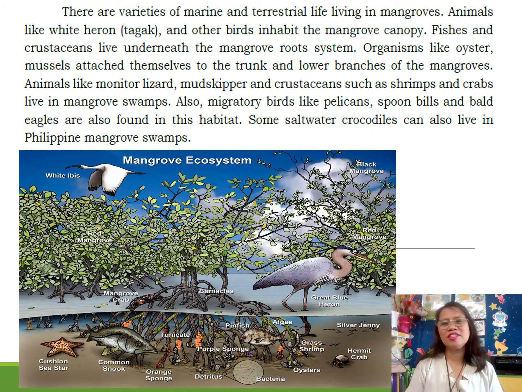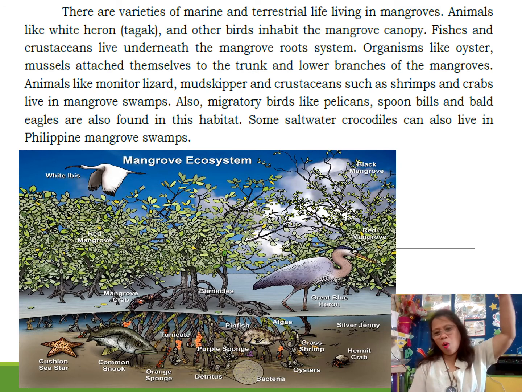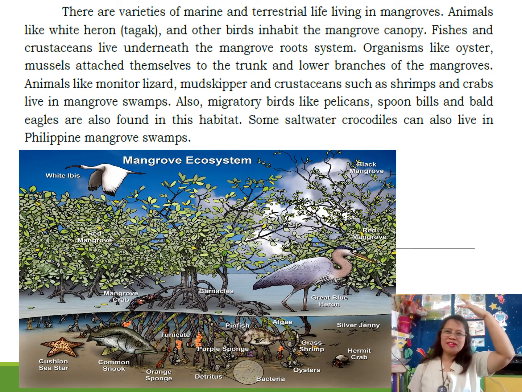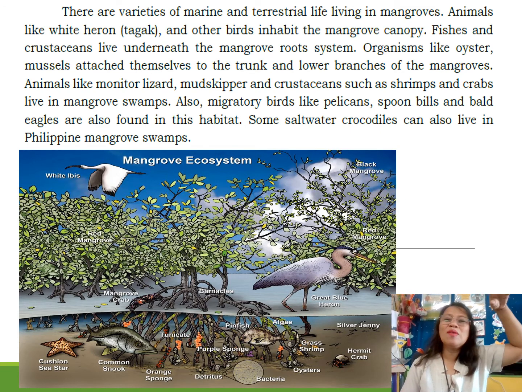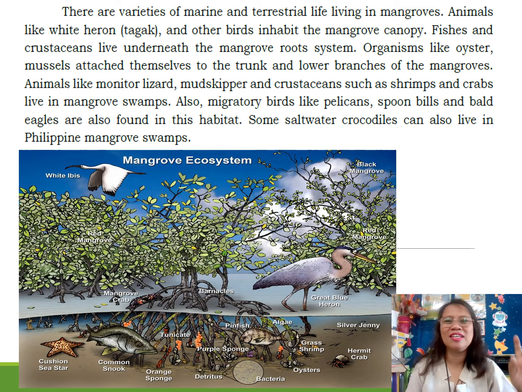There are varieties of marine and terrestrial life living in mangroves. Animals like white heron or tagak, white ibis, and other birds inhabit the mangrove canopy. Nara na sila sa ibabaw, maglupad-lupad. No? Tapos magtanong-tanong sila, asa na ito yung mga isda? And then, they will just dive for the fish and eat, of course. Okay, fishes and crustaceans live underneath the mangrove roots. Sa ilalim sa mga roots.